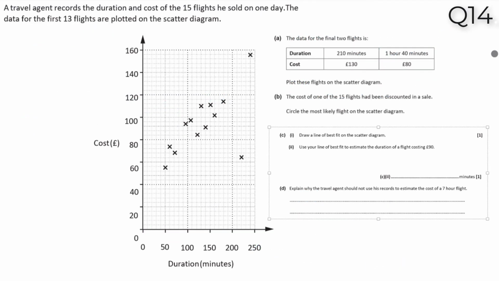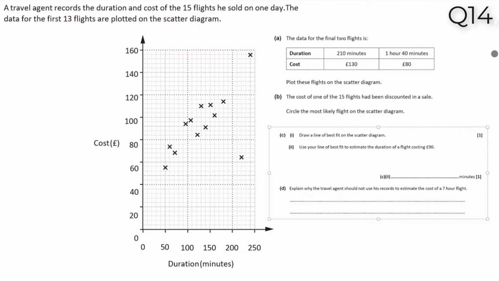A travel agent records the duration and cost of 15 flights he sold on one day. The data for the first 13 flights are plotted on the scatter diagram. Now it says part A, the data for the final 2 flights is, and then I've got the cost and duration of 2 more flights. I need to plot these on the scatter diagram.